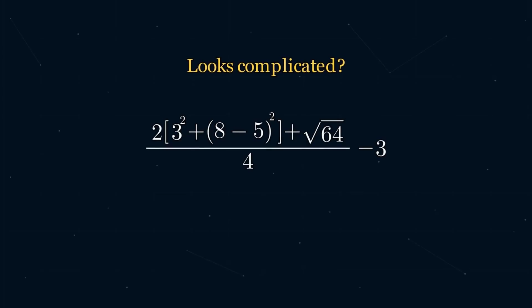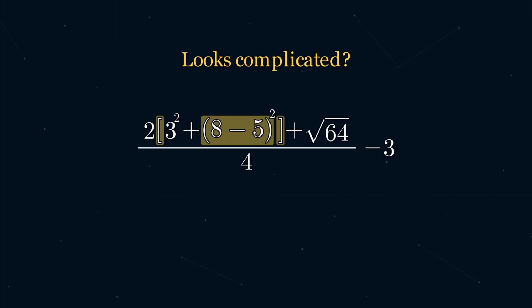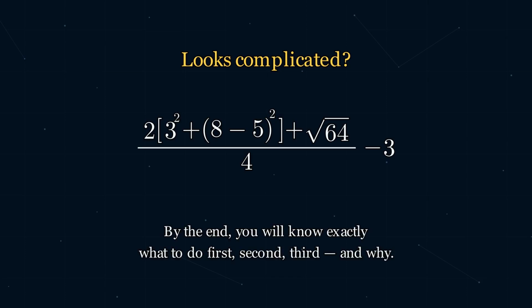We start with the final boss question. There are brackets, powers, a square root, a fraction, and a subtraction at the end. It looks like a lot right now. By the end, you will know what to check first, what to check next, and how to keep the order under control. Leave that question there for now. We will come back to it later.